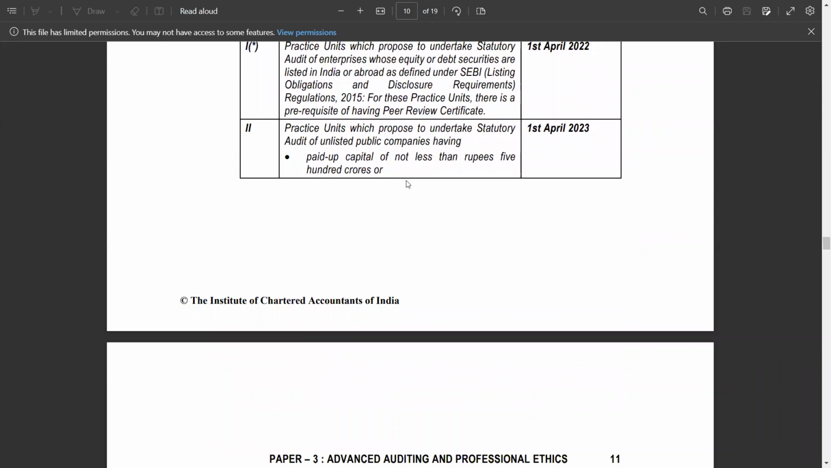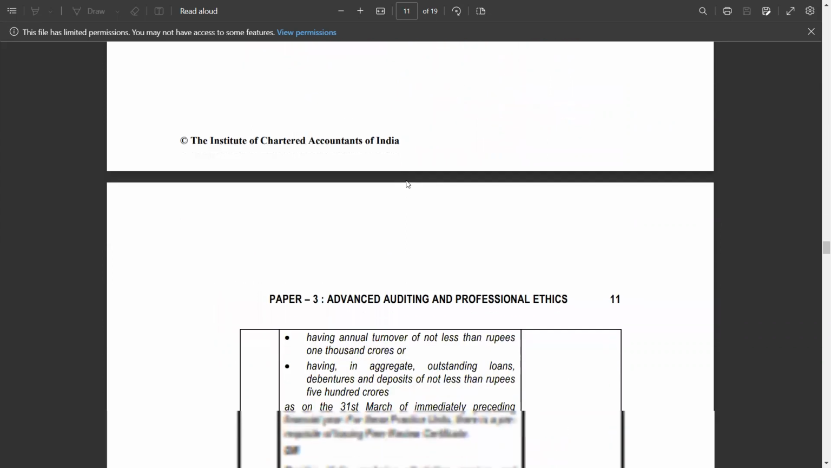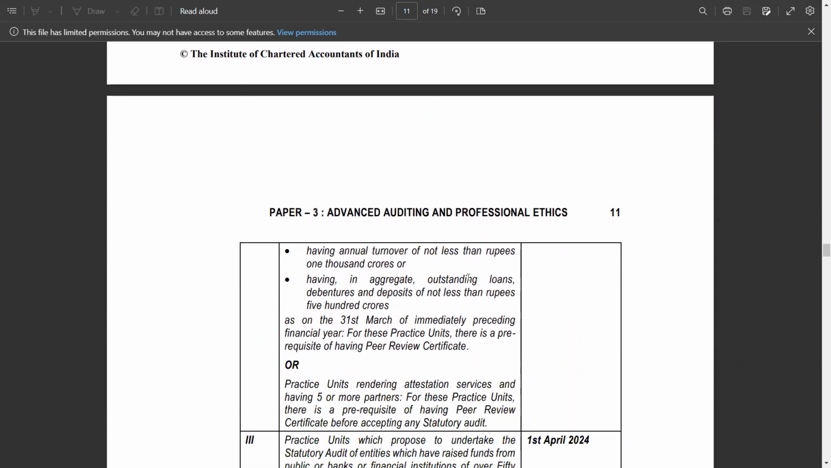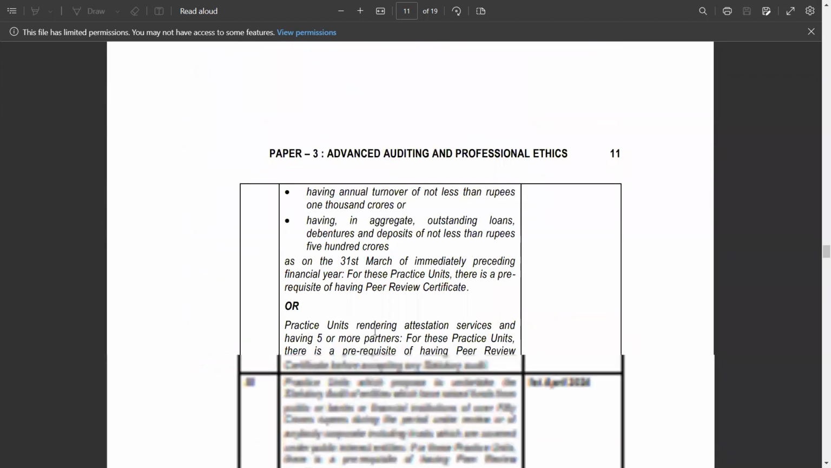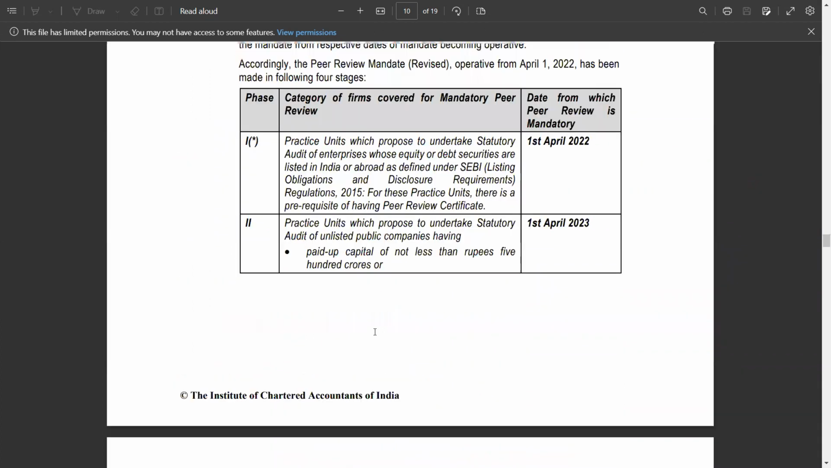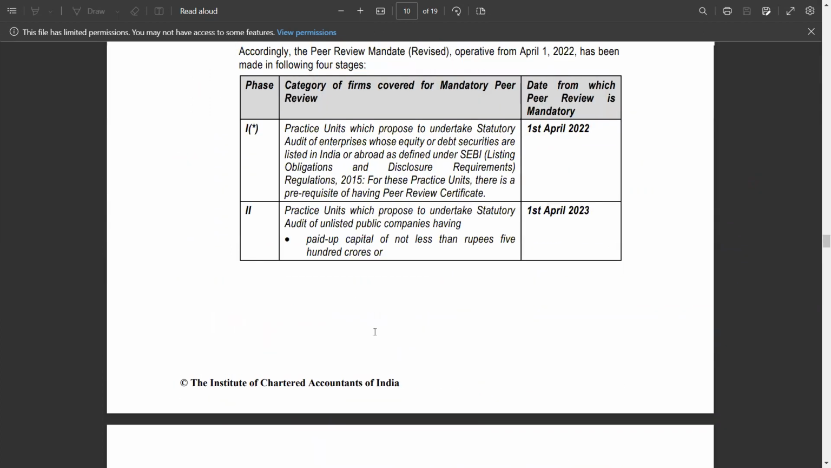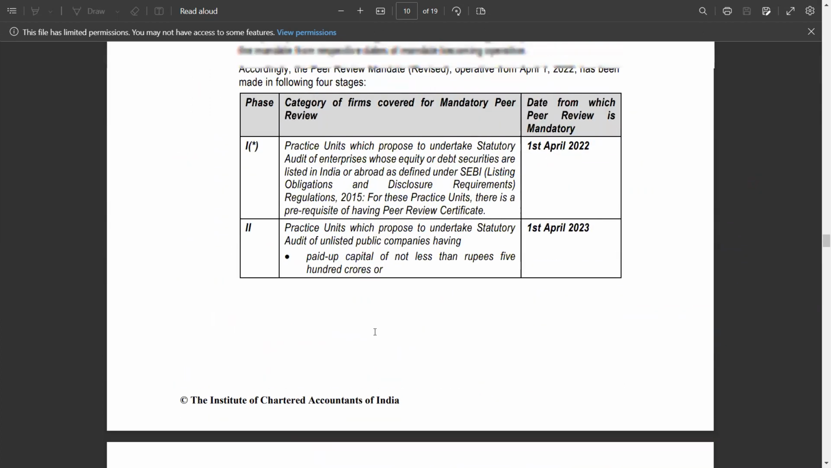Okay, so the paid up share capital is not less than or equal to 500 crores, and the annual turnover is not less than 1000 crores. The aggregate outstanding loans, debentures, and deposits is not less than 500 crores. So it's basically the same as the NFRA applicability. If you remember the NFRA applicability, this is the same as that.